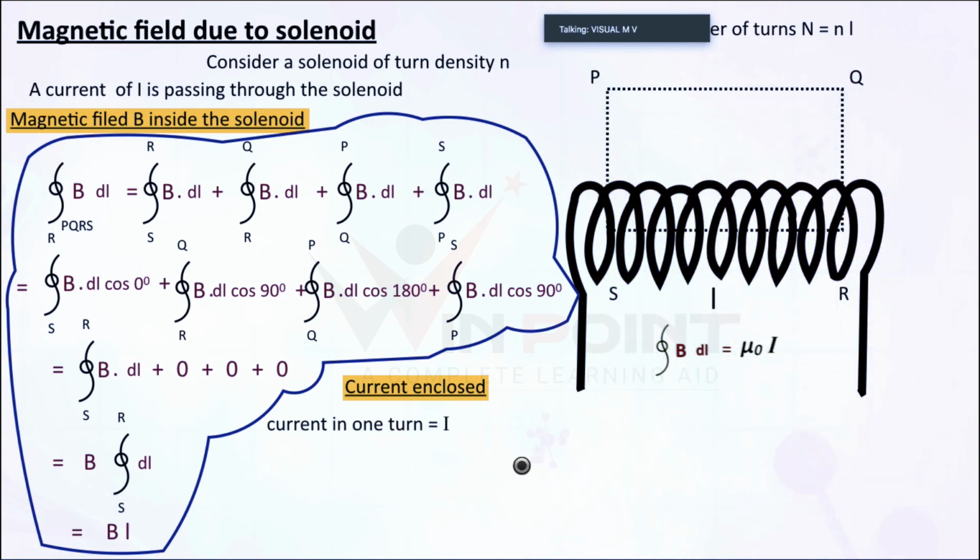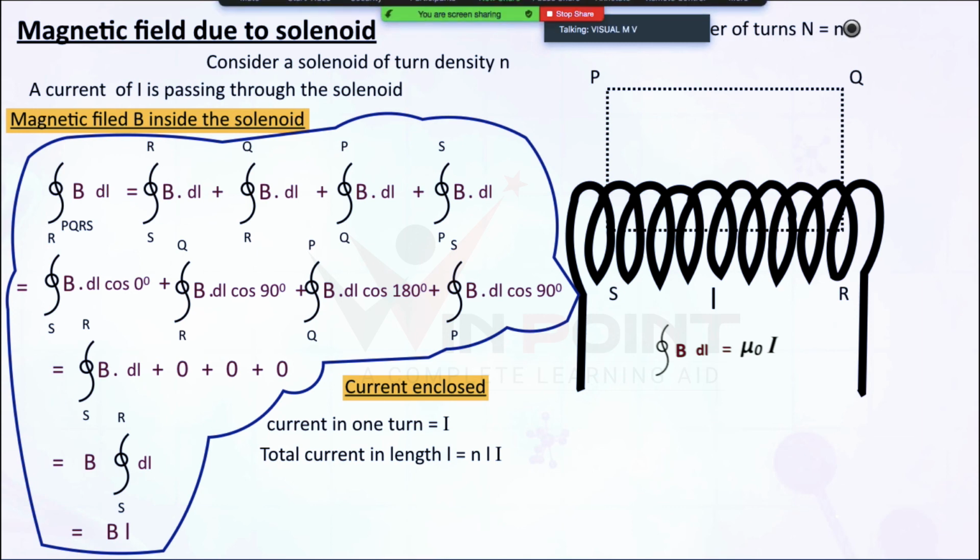I enclosed, we can write, the current in one turn is I. We are not considering the other side of the turn, only the top. Total current in the length, there are n turns per unit length, so the number of turns is n into L, right? So we can write nLI. The total current in the length L is nLI.